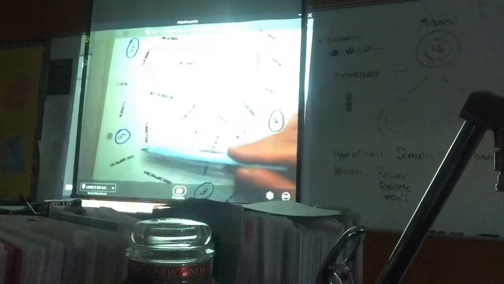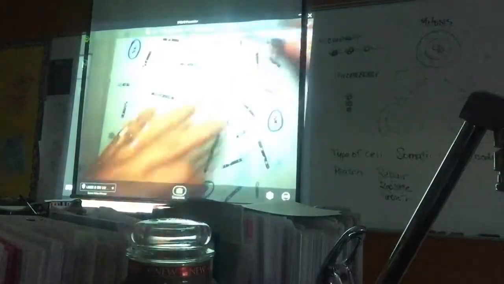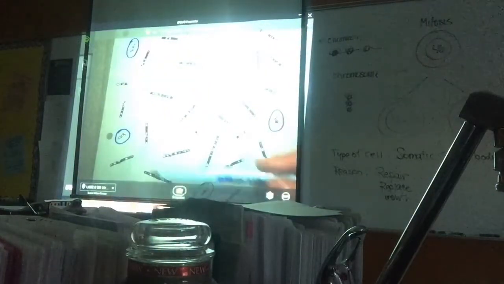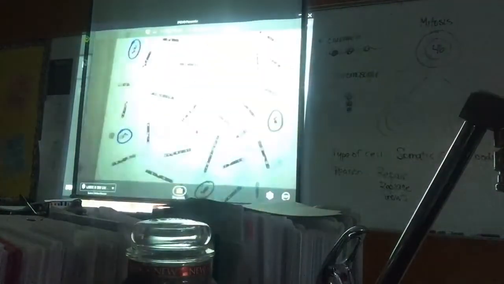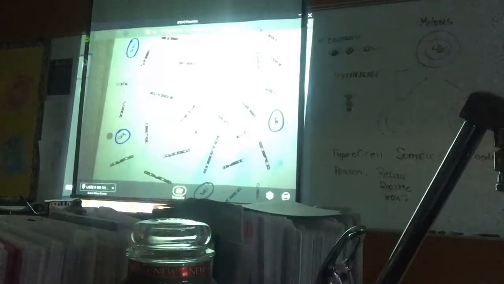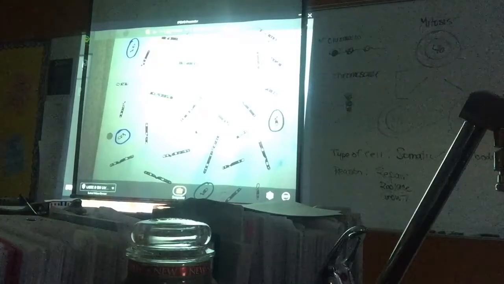My point is that these are 46 pieces of DNA. Two look alike here, two look alike here, and we could find a match for every one. So when we talk about humans, we could say that we have 46 pieces of DNA or 46 chromosomes. Another way to say that is that we have 23 pairs of chromosomes. My question to you is, why are they in pairs?